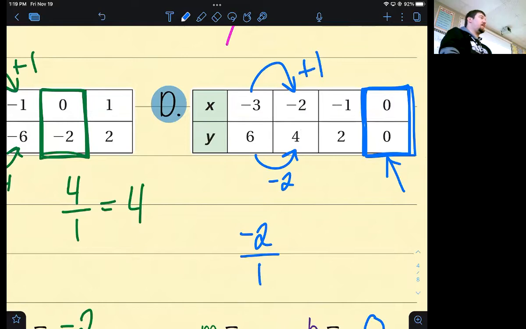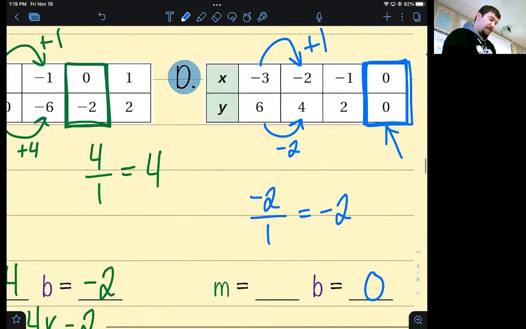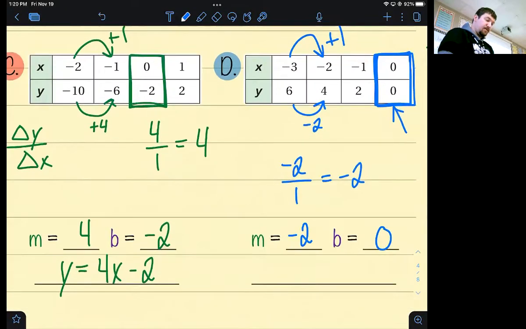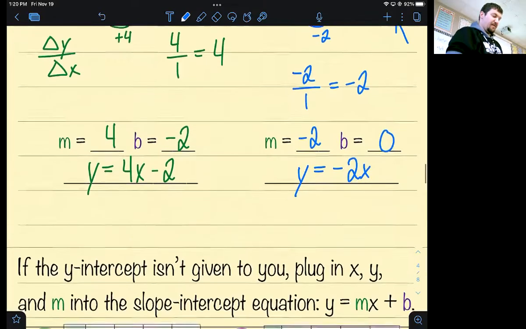So -2 over 1. What's that reduced to? Go ahead, Sky. Just -2. So our slope is -2. And Jacoby, what's our equation going to be then? That's right. You wouldn't write the +0 unless you want me to make fun of you, remember? Jacoby didn't want me to, so.